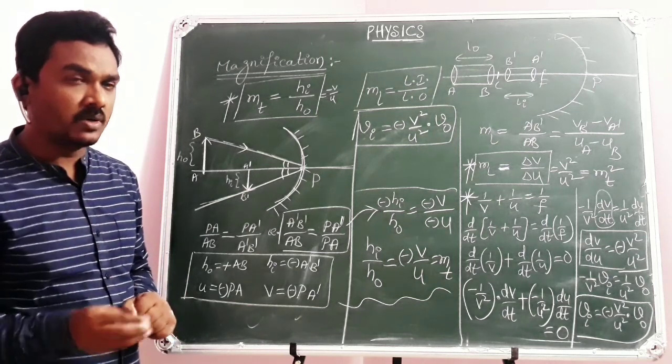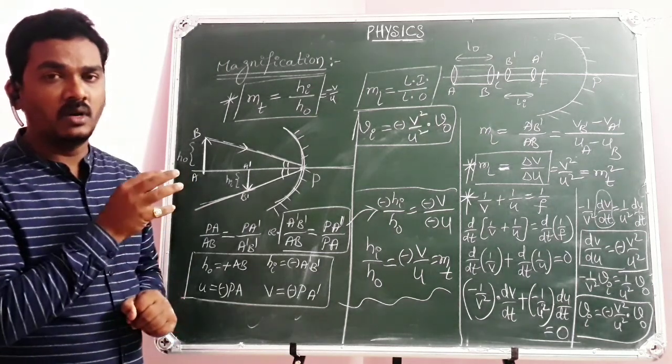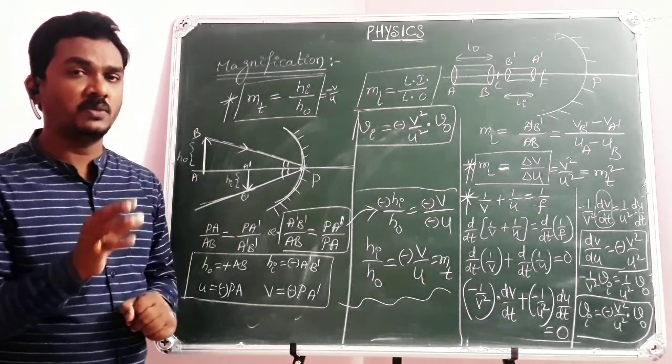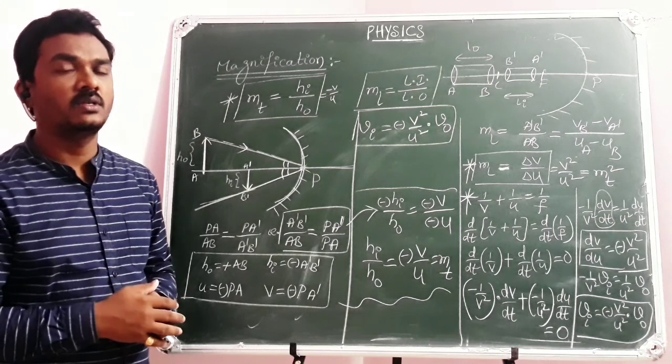But you need to remember all the conclusions, I mean the formulas for transversal magnification, linear magnification, and image speed in the case of spherical mirrors. These things are to be remembered.